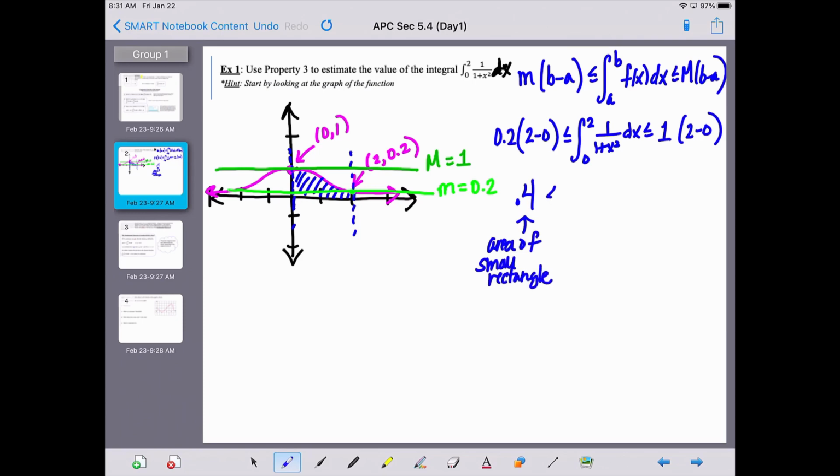And that has to be less than or equal to the value of my integral from 0 to 2 of 1 over 1 plus x squared dx. But that has to be less than or equal to 2 minus 0, which is 2, times 1, which is 2. This is the area of the large rectangle.